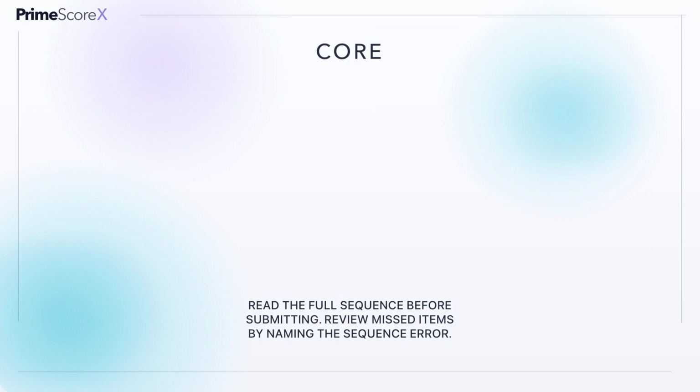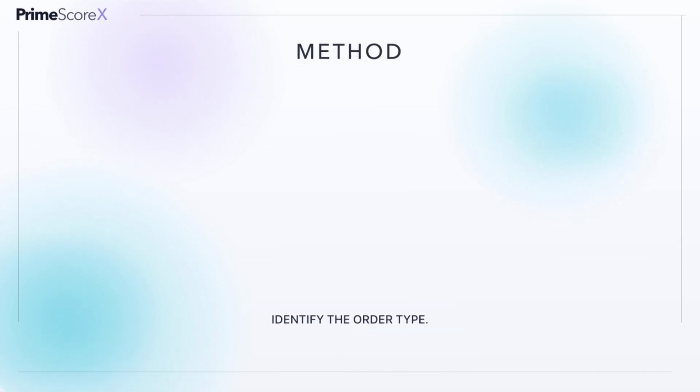There is also a useful contrast to remember. Read the full sequence before submitting. Review missed items by naming the sequence error. The weaker version feels busy, but does not always raise your score. The stronger version creates evidence: what you know, what slows you down, what repeats, and what needs a targeted fix before the next practice set.